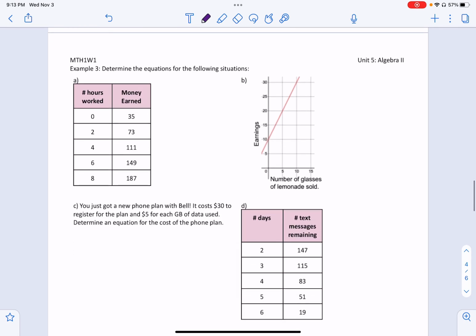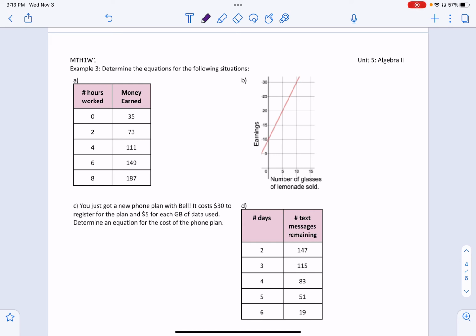So what we want to do here is determine our equations for the following situations. We want to find that initial value, and we want to find our rate of change. Using that, we want to think about the situation and how we could build an equation for it.